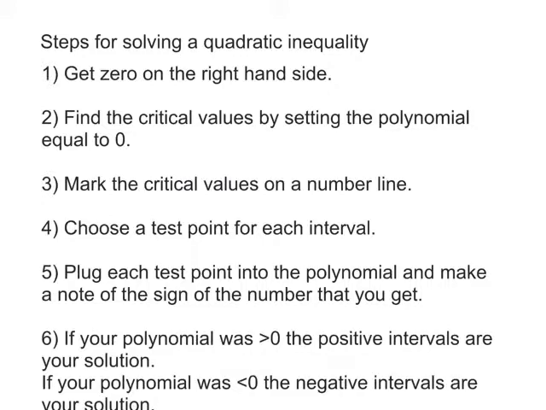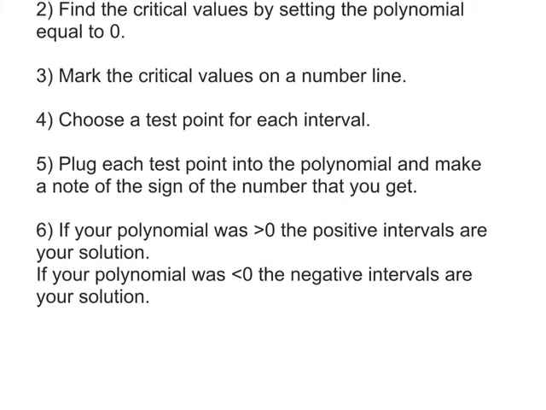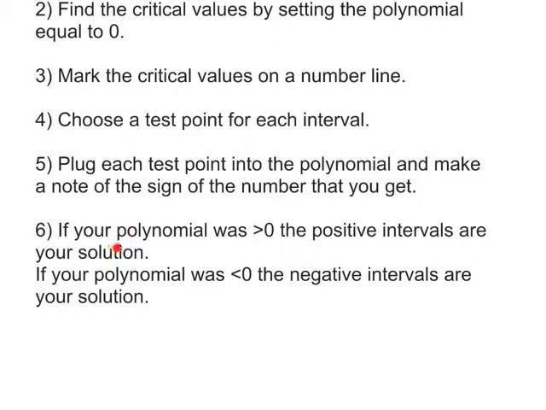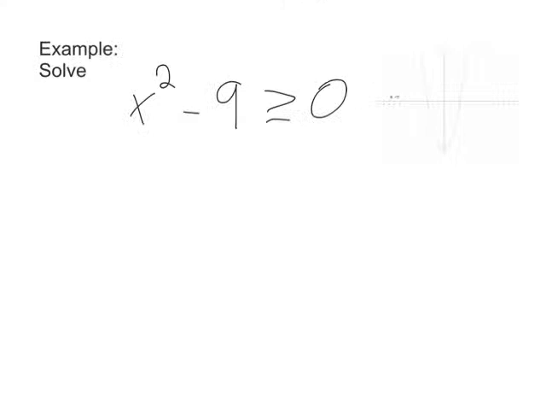So you'll make note of the sign of the number that you get each time you evaluate with the test point. Then, depending on what signs you see, if your polynomial was greater than 0, then the positive intervals are your solution, okay? If your polynomial was less than 0, the negative intervals are going to be your solution. All right, so those are the steps, and they'll make a little bit better sense as we go through the example that we're fixing to do on the next slide.